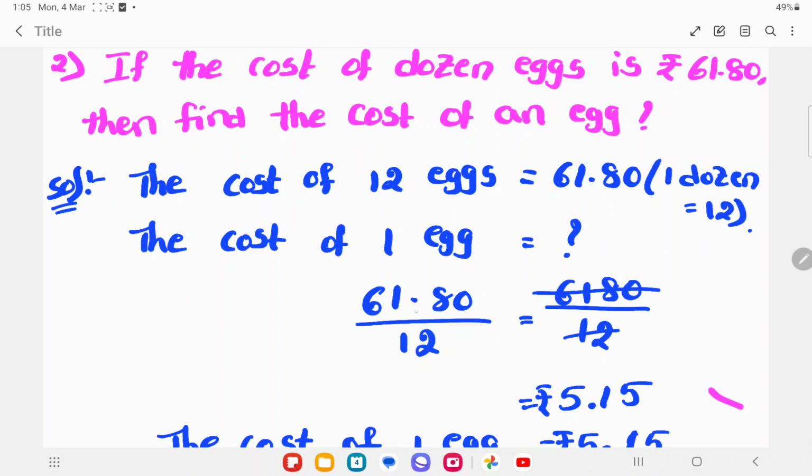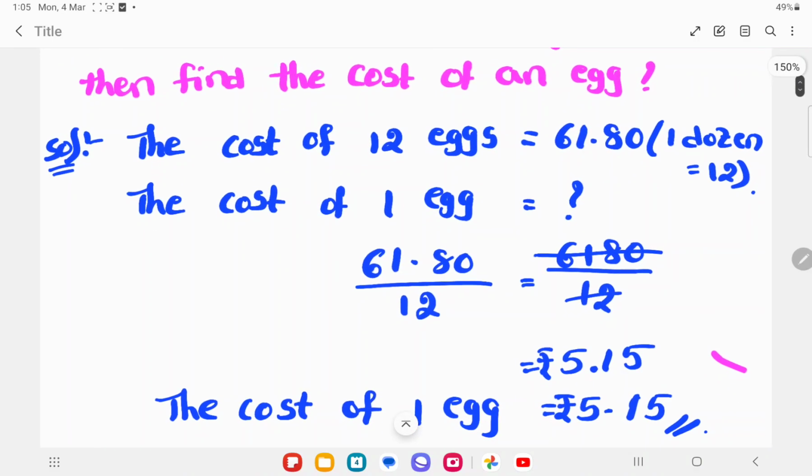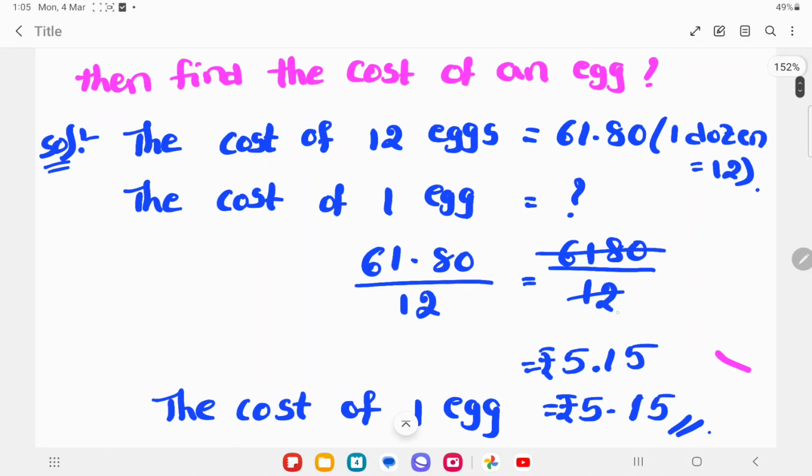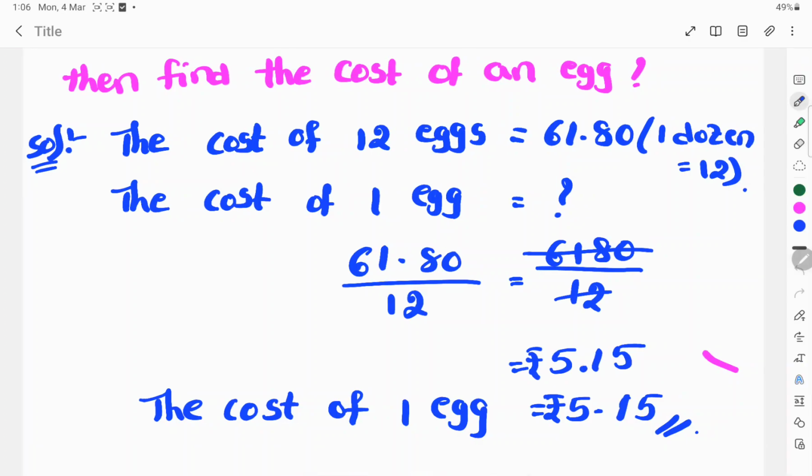Here, first you remove the point, then you write the equation: 6180 by 12. 6180 divided by 12 is 515 times. Here the point is 2 digits before the end, so you put the point 2 digits from the right. Then the cost is 5.15 rupees. The cost of one egg is 5.15 rupees.